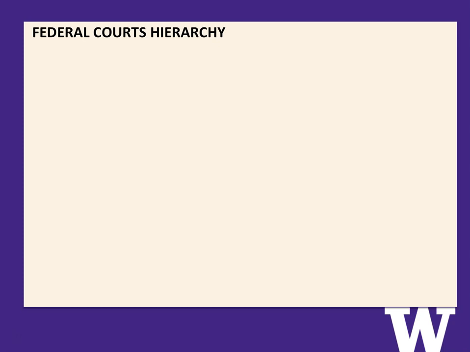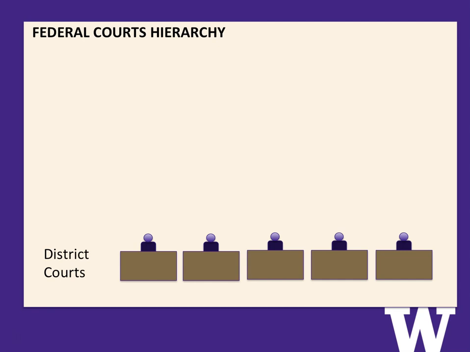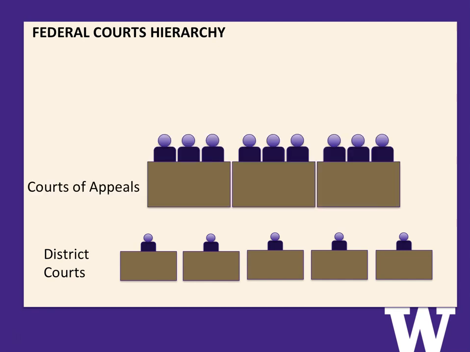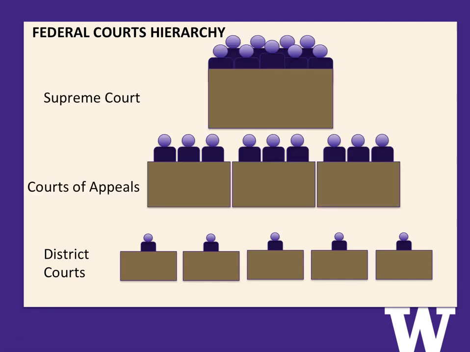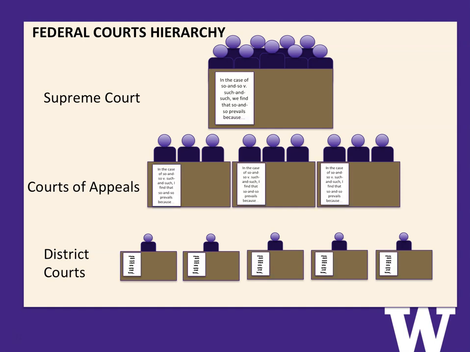Case law comes from each level of the court hierarchy. At the federal level, we have the district courts, then the courts of appeal, and the Supreme Court. Written opinions are generated by each level of court. If either of the parties disagrees with the court's written decision, they can appeal it to the next court in the hierarchy.